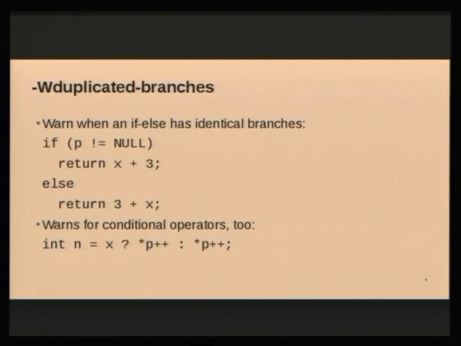Now, -Wduplicated-branches is, I think, a useful warning because I made it. It warns if you have identical branches. As you can see, it really makes no sense to have this condition. If it is correct that these two are the same, then it doesn't make sense to really have the conditional, so you can just use return x plus 3. And it also handles conditional operators too. So it really doesn't make much sense, I think.